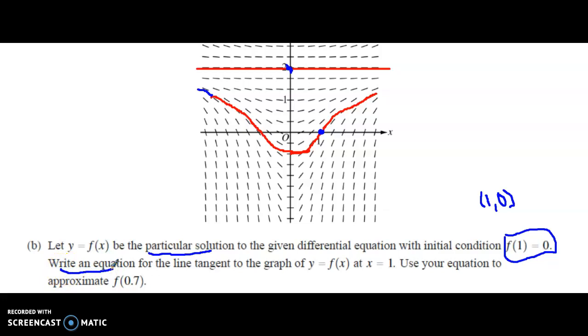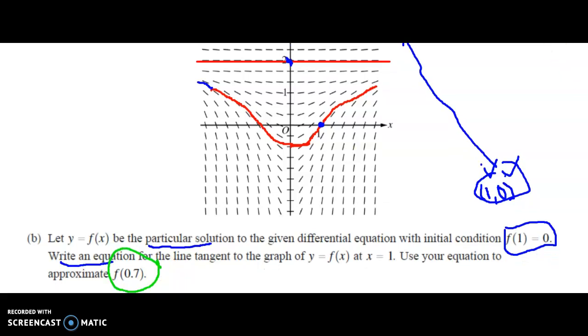So we're going to do y minus y1. We have our x value of 1 and our y value of 0, and we're going to need our slope. So we're going to take the x and y value of (1, 0), and we're going to go all the way back up to the differential equation and substitute in order to get the slope. The second thing that they want us to do is to use our tangent line to approximate the y value at 0.7. So let's take a look at my work for part B.